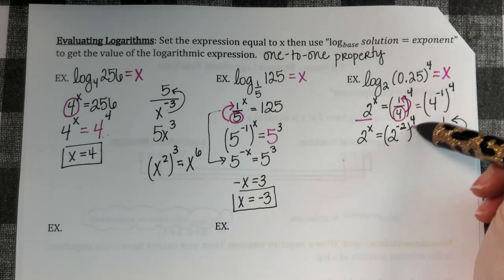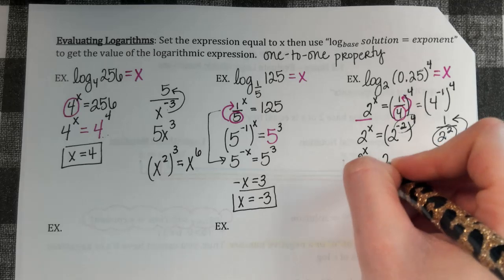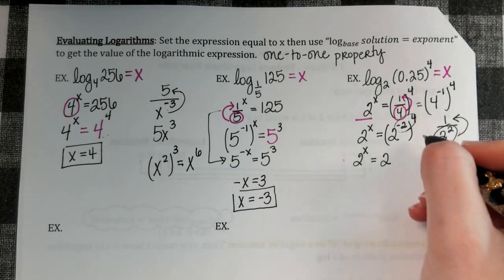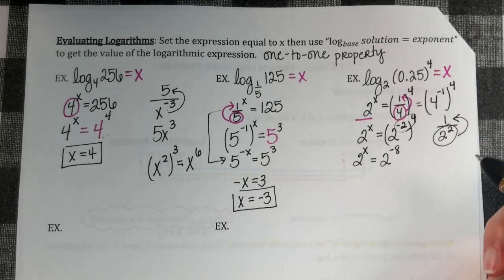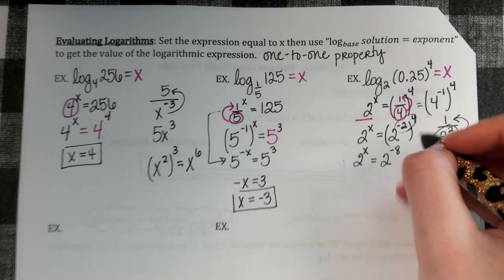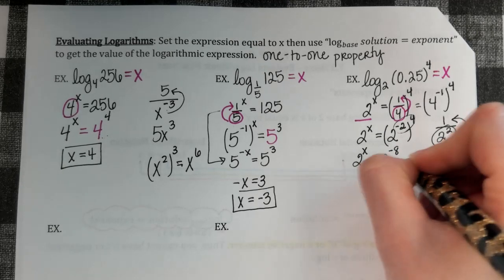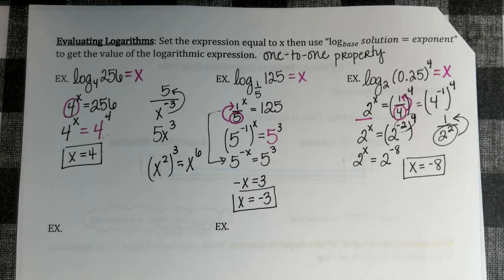Now I need to use my power property. So 2 to the x power is equal to 2 to what power? Negative 8. Now I can have equal bases. So I need to set my exponents equal to each other. X equals negative 8. When you have a fraction, you want to move it up. Okay? You'll always have that negative exponent when you move it up.